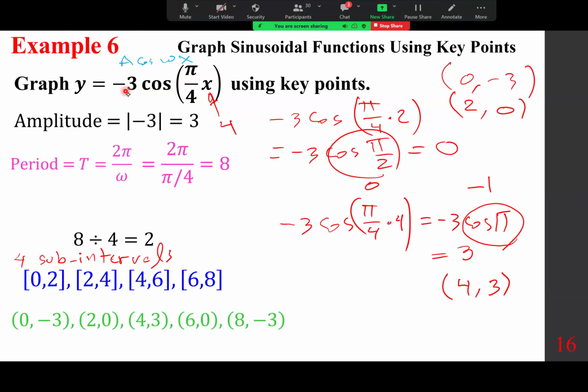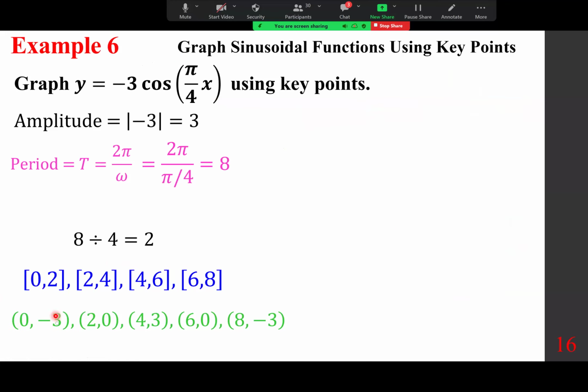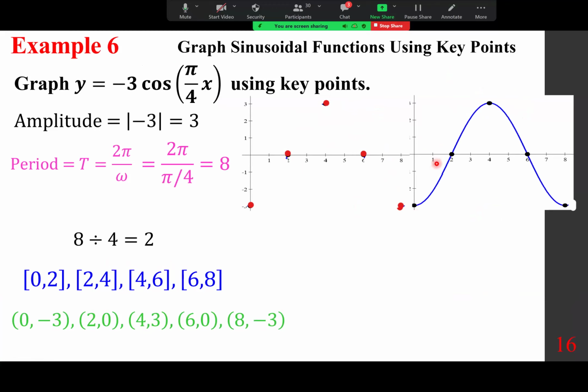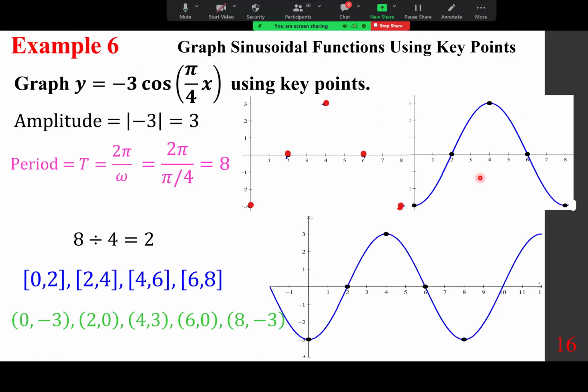Let's plot those pairs. So the pairs are 0, negative 3, then 2, 0, 4, 3, 6, 0, and 8, negative 3. So connect them with a smooth curve. Go indefinitely on the left and right. This is a complete cycle, and that's the graph of it.